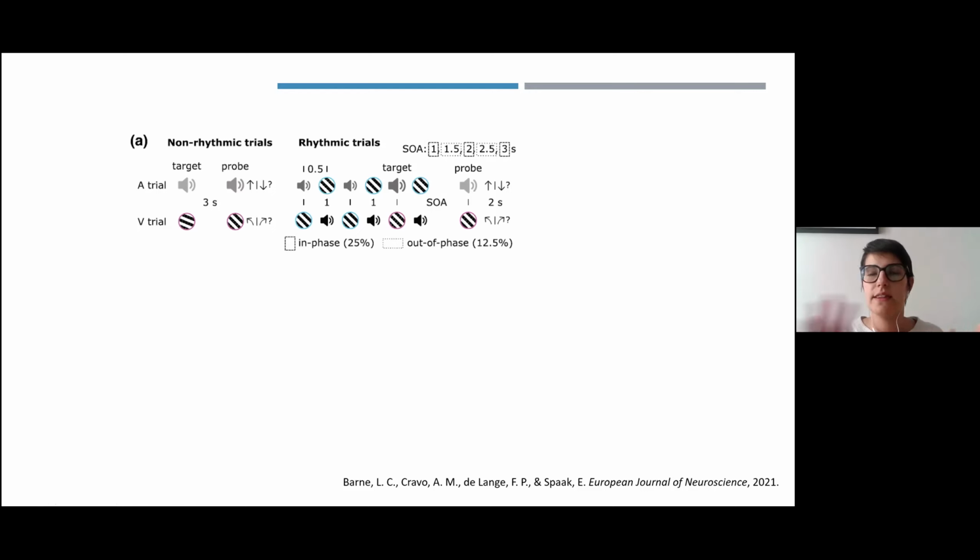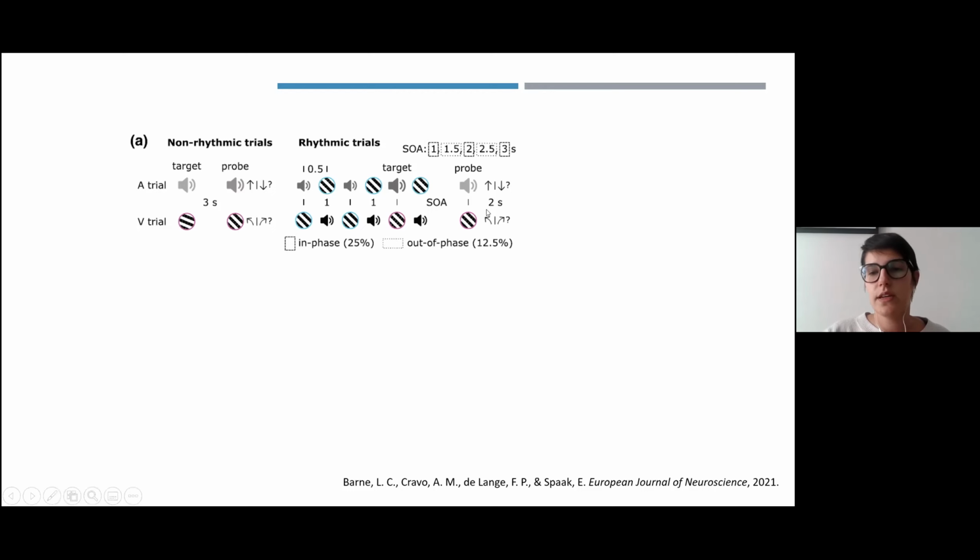We had this entrainment phase, and we have this silent period to understand whether we had these differences in pre-activation or expecting the feature, the expectation of this feature during the silent period.